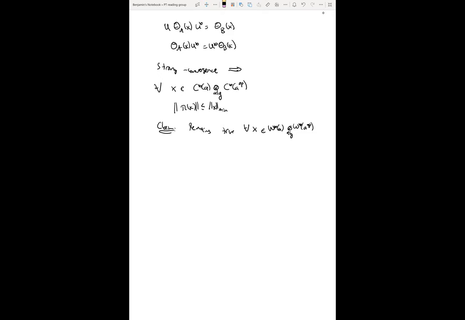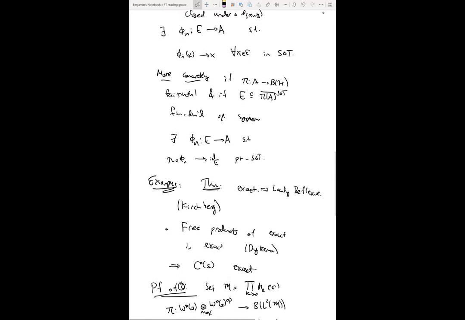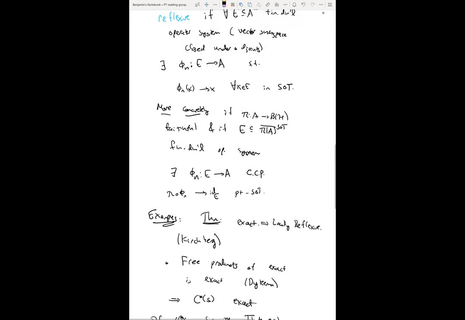So let's fix some X here. Oh crap, I dropped the ball several times in this. I'm sorry, everybody. Forgot to say something about these phi n. They should be contractive, completely positive. Yeah, otherwise I'm not actually saying anything.